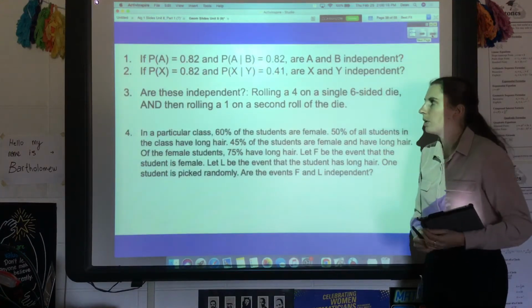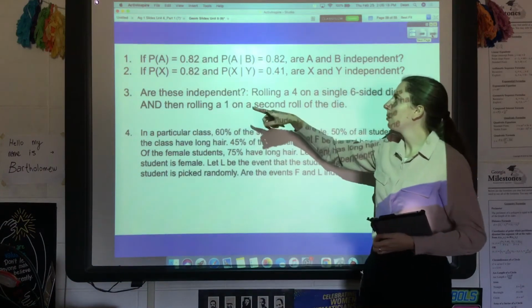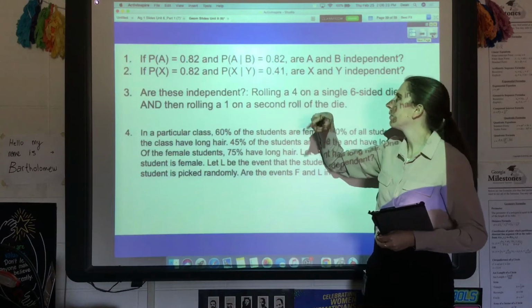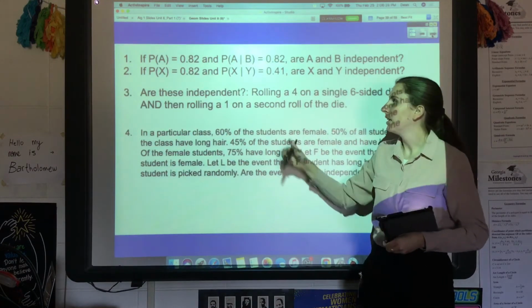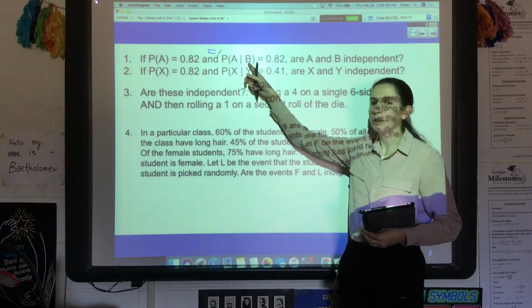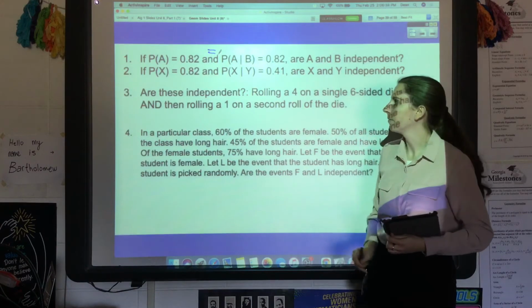Okay, so for example, imagine the probability of A is 0.82 and the probability of A given that B happened is 0.82. Are they independent? Yes, literally because these are equal. The fact that B happened didn't change A's probability, and so that makes them independent.